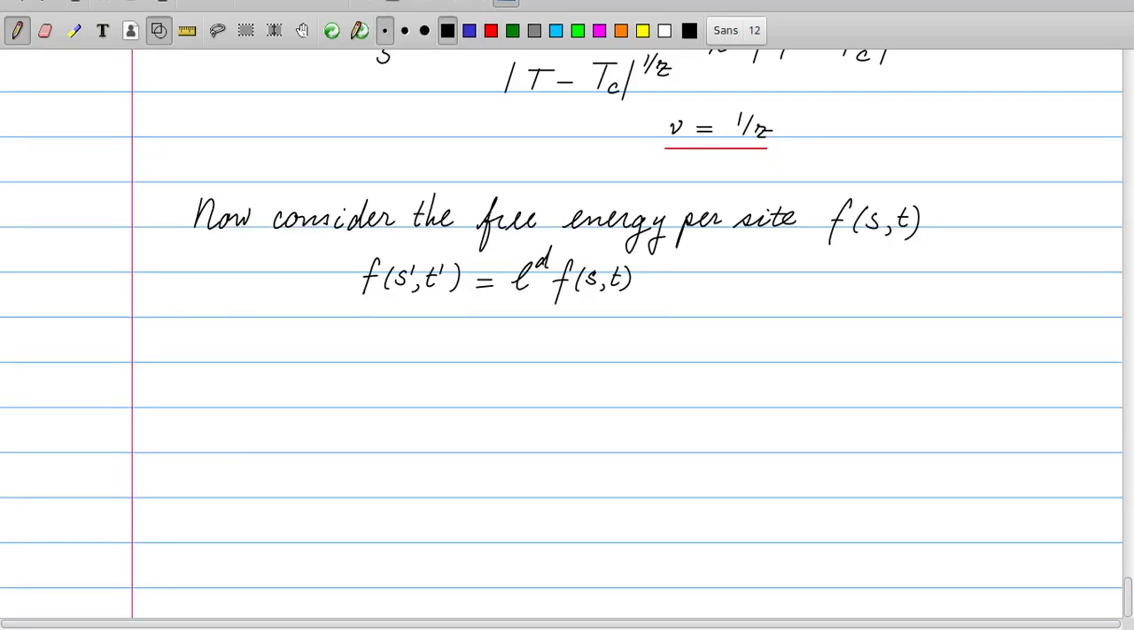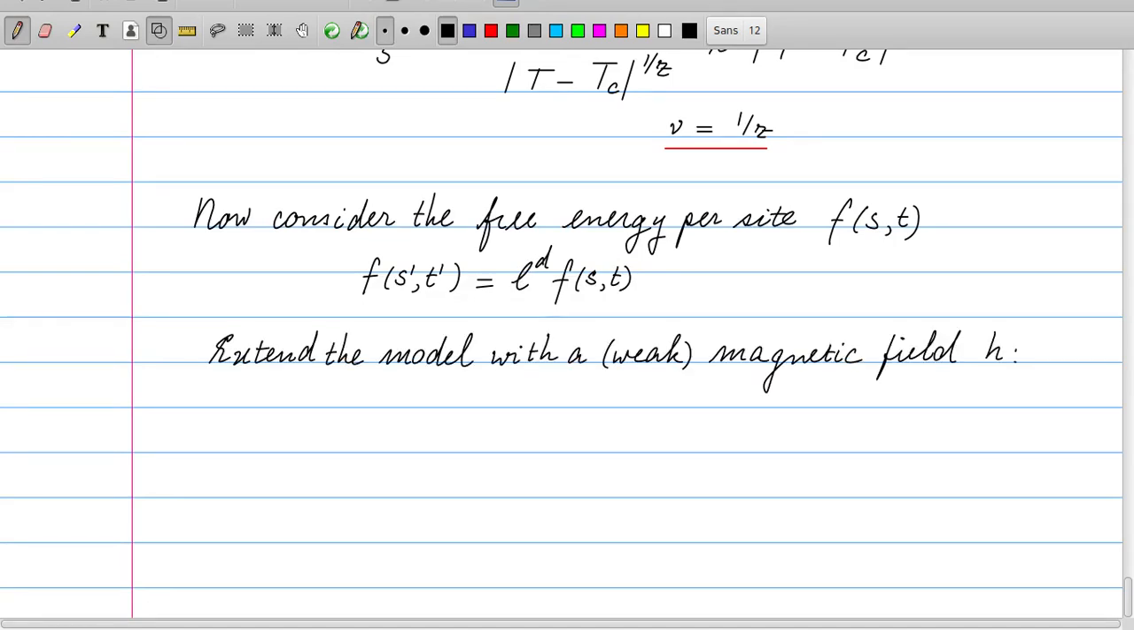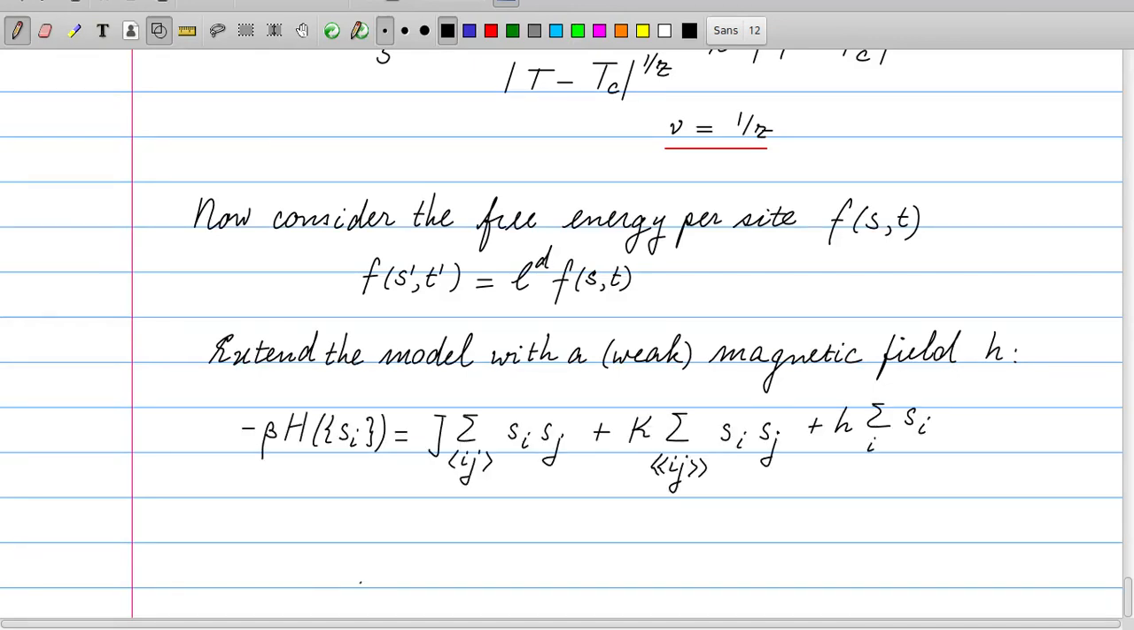After having obtained this result, let's look at the free energy per site, which, as we have seen before, scales as follows. If we start with the free energy per site in the fine model, then in the coarse-grained model we have the same but scaled with a factor L to the power d. First we extend this model with a small magnetic field H. In that case the Hamiltonian becomes the old Hamiltonian, and then there is this extra term H sum over i s_i, which accounts for the magnetic field.